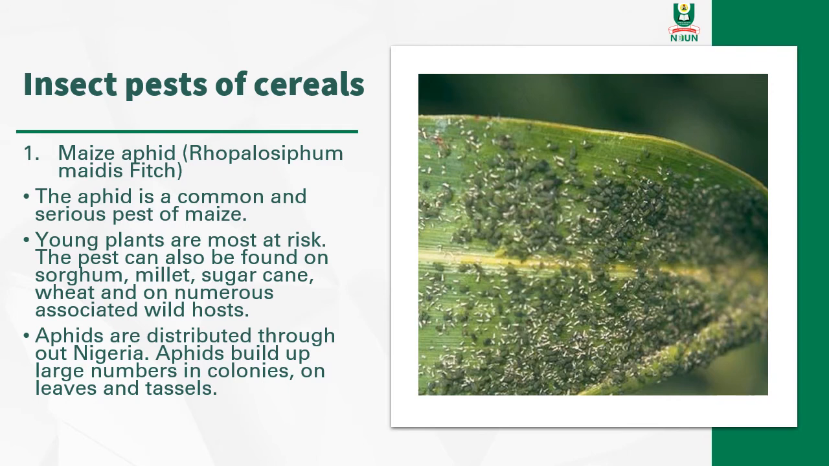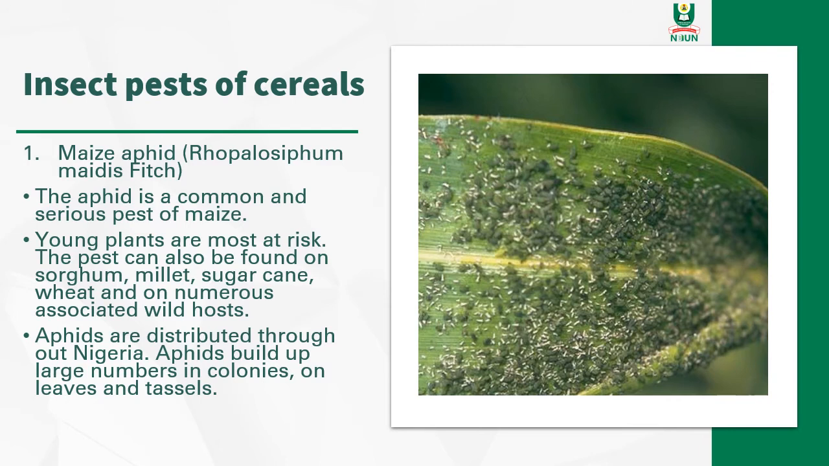Okay, the maize aphid, like you can see in this picture, look at them in their numerous numbers. Very destructive. You can see the white patches, their eggs, they are young rather. So destructive. It is a common and serious pest of maize, and it attacks young plants. Young plants are the most at risk. The pest can also be found on sorghum, millet, sugarcane, wheat. These are families of maize.